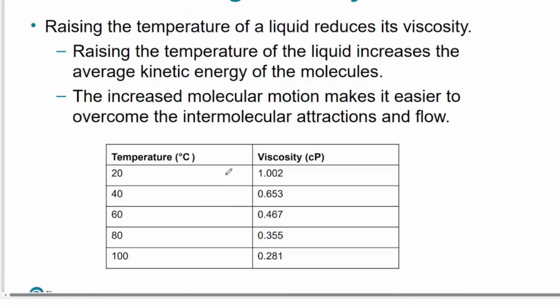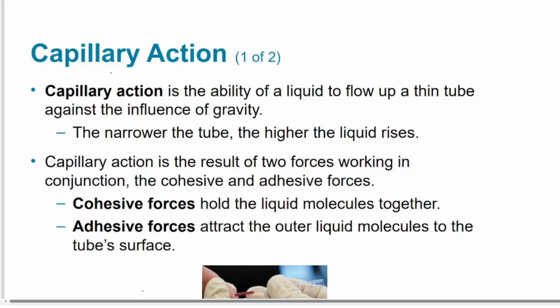Here we can see that the viscosity is affected by temperature. For a substance that has a viscosity of 1 centipoise at 20 degrees C, for example, something like water, the viscosity lowers at 40 to 0.6, at 60 to 0.7, at 80 to 0.3, and at 100 to 0.2. So viscosity decreases as the temperature increases, and this is because it's easier to overcome the intermolecular interactions at higher temperature.